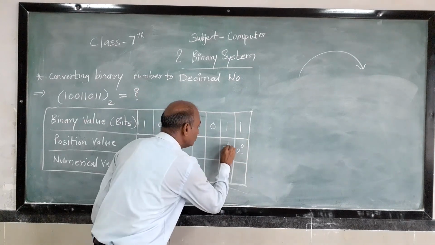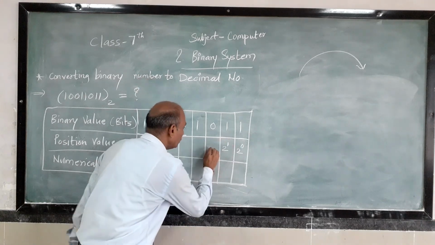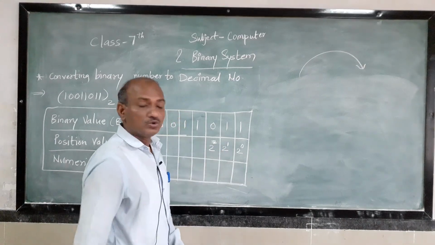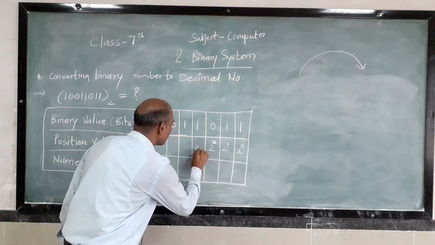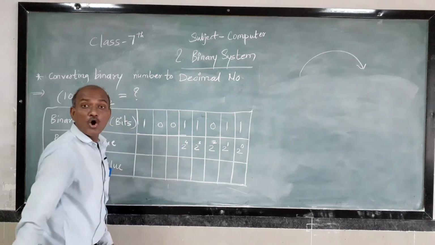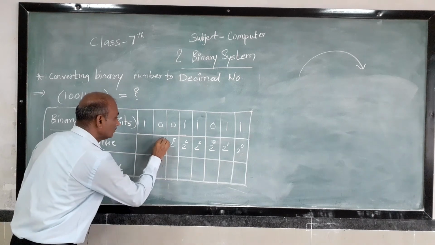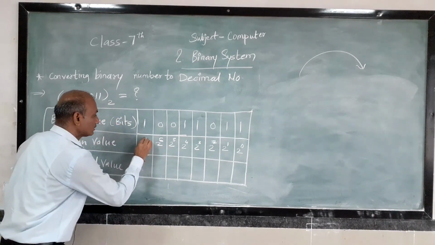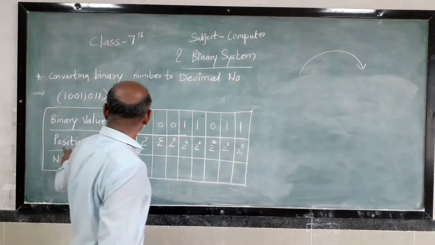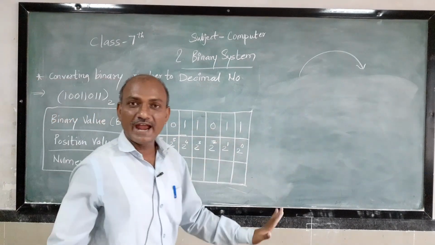Then 2 raised to 1 is the position of the second bit. Then 2 raised to 2, 2 raised to 3, 2 raised to 4, 2 raised to 5, 2 raised to 6, and 2 raised to 7. These are the position values. This is called the position value of this binary number. Understand?